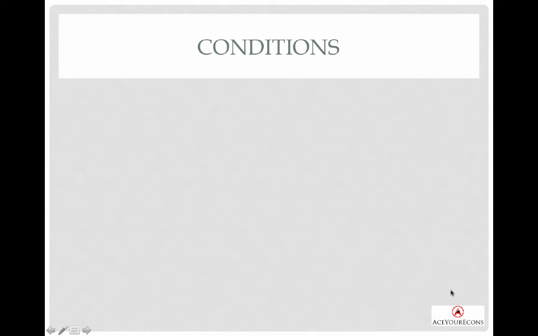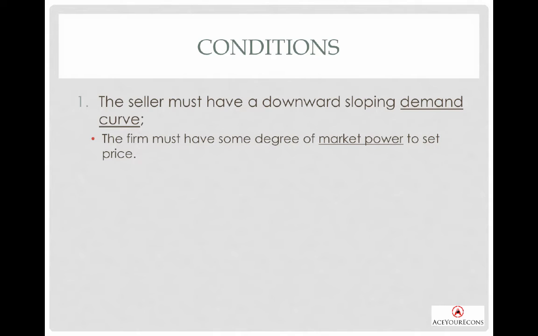And here are the three conditions that I need you to know in depth as well. How are you going to make price discrimination possible? The first one: the seller has a downward sloping demand curve. Remember, when you have a downward sloping demand curve, you are in a position to charge your consumer price, and when you are in a position to charge your consumer price, then you are able to set different prices. So the firms must have some degree of market power to set price.